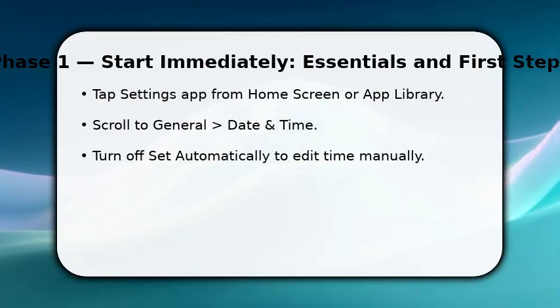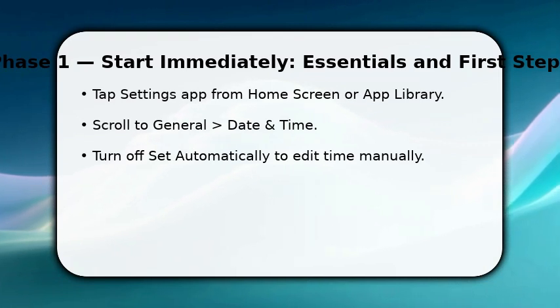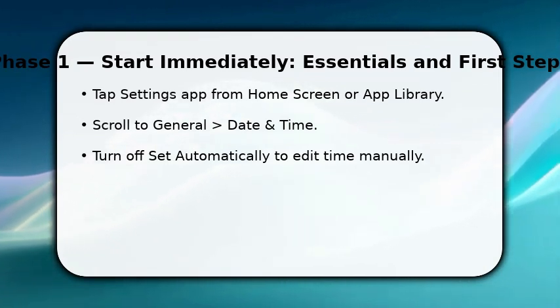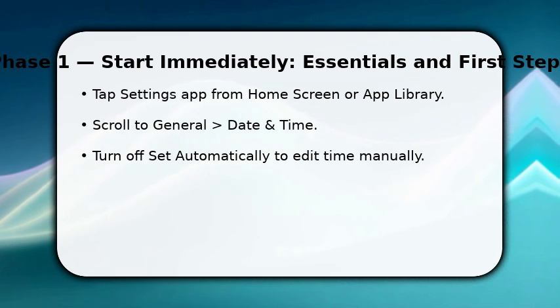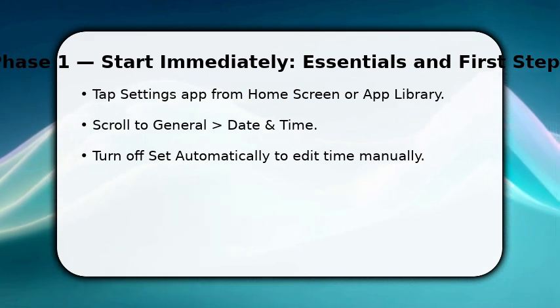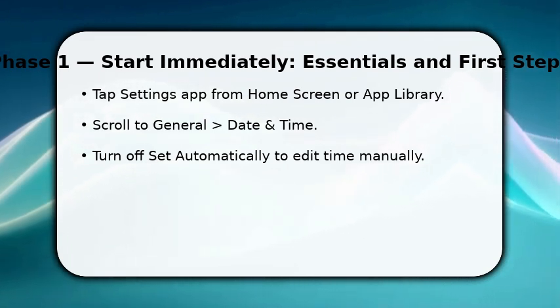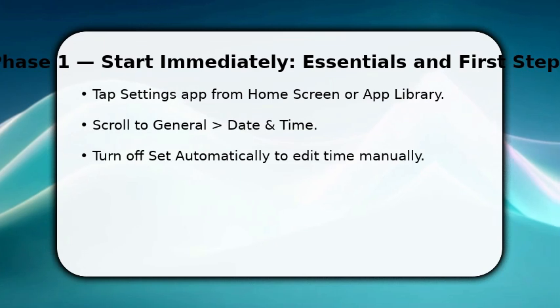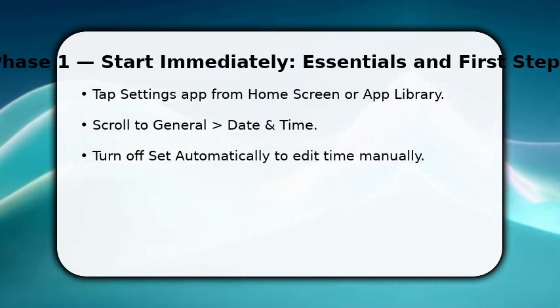You start by opening settings because that's where system time lives. Tap General, then Date and Time. This is the control center for clock behavior. Turn off Set automatically so you can make manual changes. You need that off to edit time zone or time. Once done, the time field and time zone become editable.